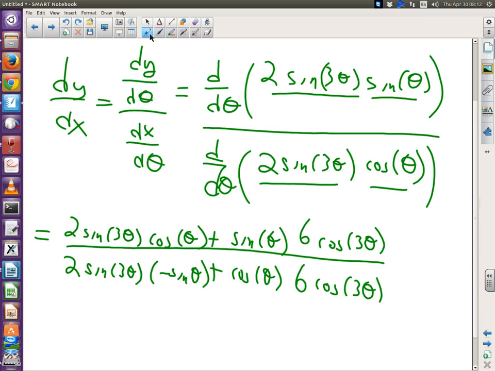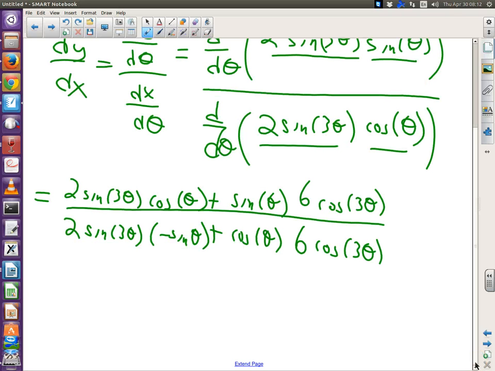but they wanted it at pi over 4, so what do you do? Plug it in, right. So what's dy/dx at theta equals pi over 4? Well, okay, what is the sine of 3 pi over 4? That's 135 degrees. Pi over 4 is 45 degrees, so 45, 90, 135. What's the sine of 3 pi over 4? This could be a non-calculator section.